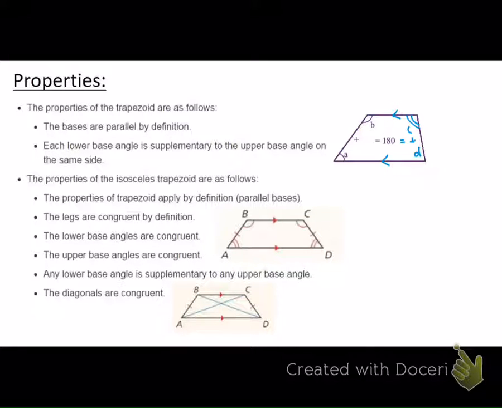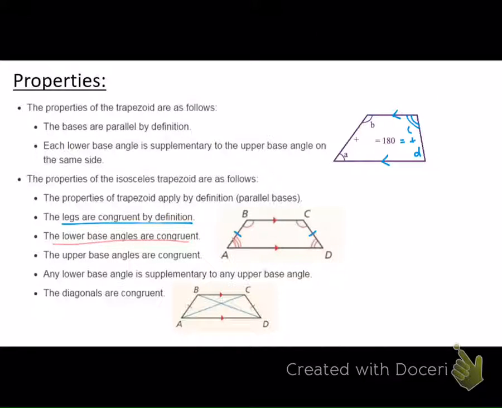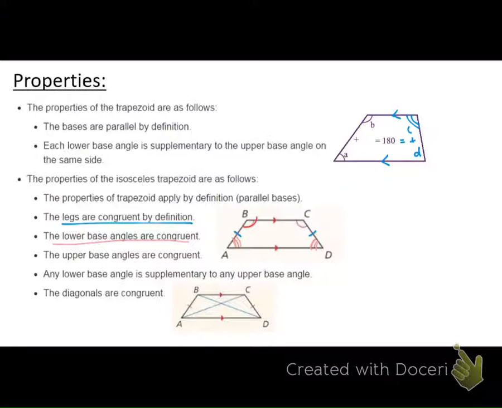Okay, the properties of an isosceles trapezoid have a lot more. Everything from above is true, along with the legs are congruent by definition. So these things are the same. The base angles are also congruent. So the lower base angles and the upper base angles are congruent to each other. So these ones, B and C, are congruent to each other. And A and B are congruent to each other.